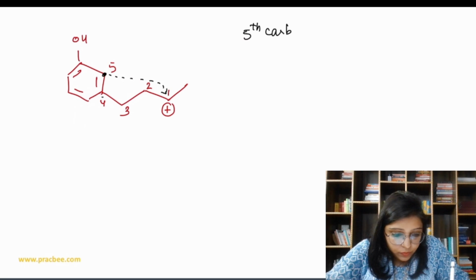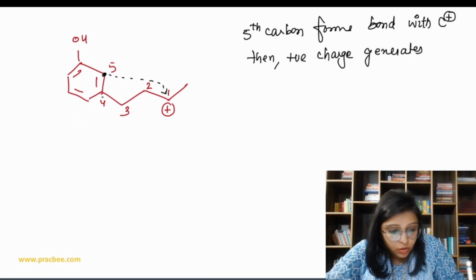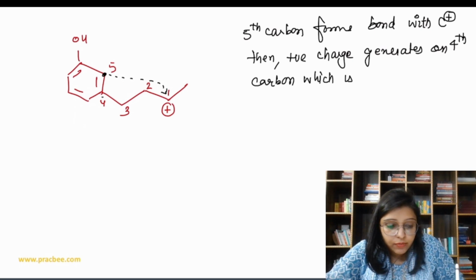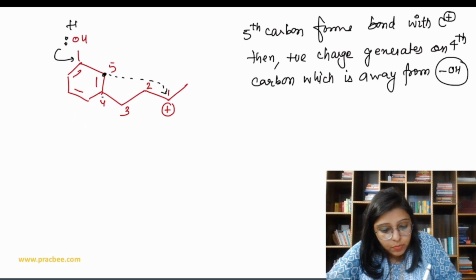If the fifth carbon forms a bond with the carbocation, then positive charge generates on the fourth carbon, which is away from OH, and OH shows plus M effect, so it stabilizes the carbocation.